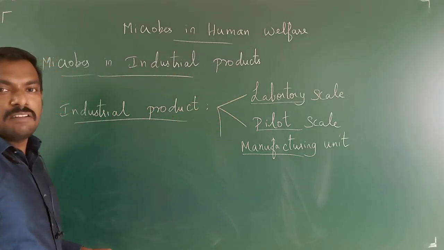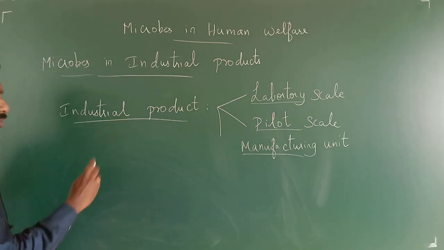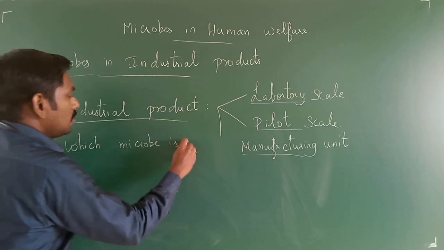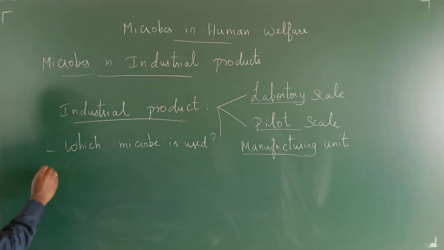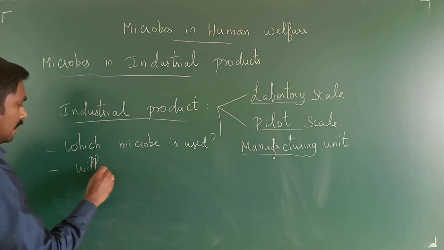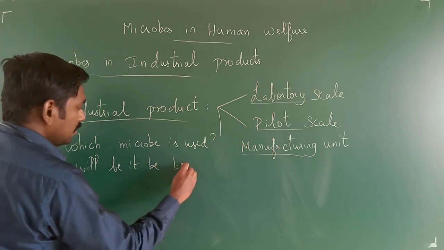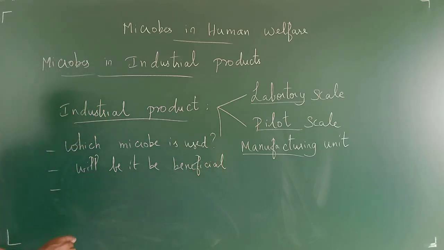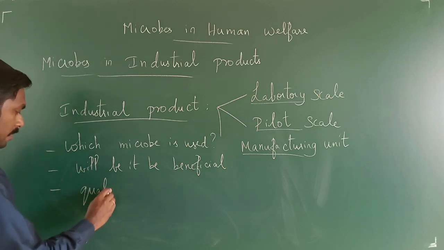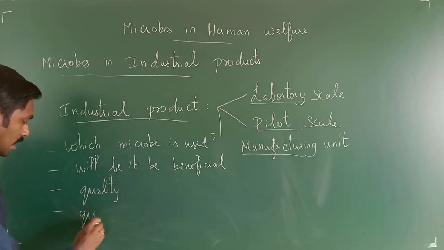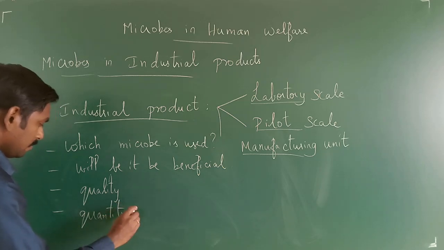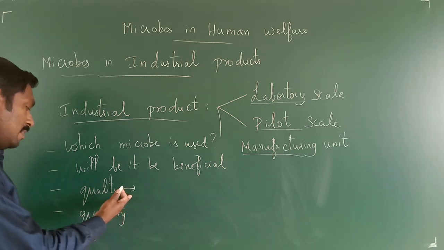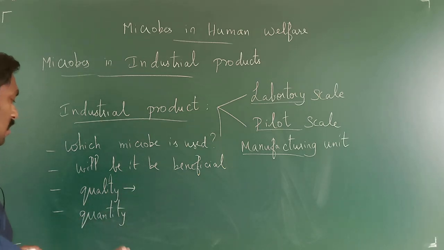So in the laboratory scale, what will they do? First they find out which microbe is useful in obtaining the product. Which microorganism is used, and will it be beneficial? The product obtained should be of beneficial nature, and they check the quality and the quantity. Quality means how much purified the compound they obtain, and quantity means the bulk volumes they produce.